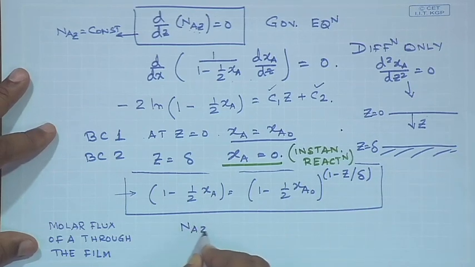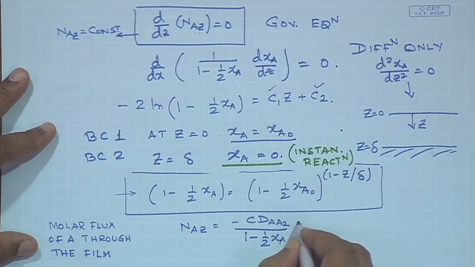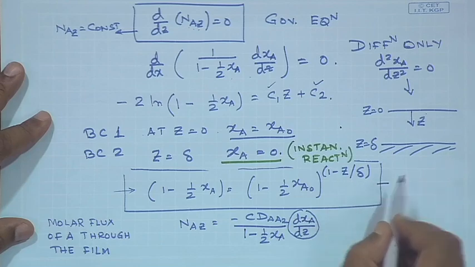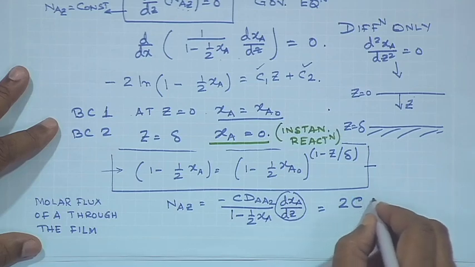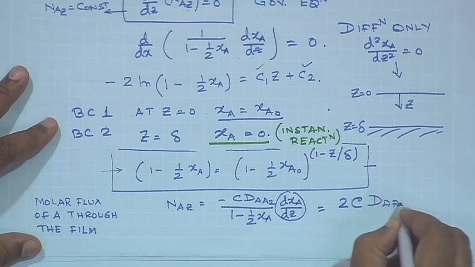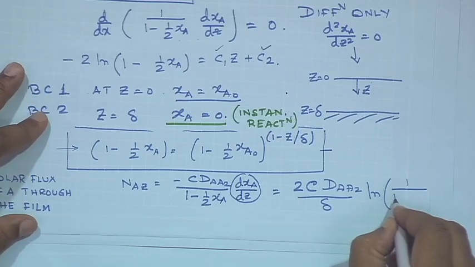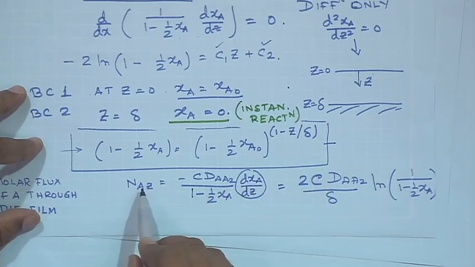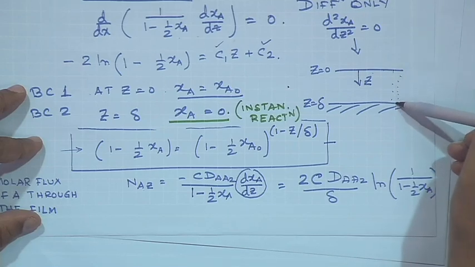So, your NAz would be equal to, from the previous equation, the diffusion coefficient of A into 1 minus half of x A from our previous relation times dx A dz, and this dx A dz evaluated from this would simply be equal to twice the total concentration of both A and A2 present in the film, the diffusion coefficient, divided by delta, times logarithmic of 1 by 1 minus half of x A. So, this is the rate at which A is moving in this film towards the surface.